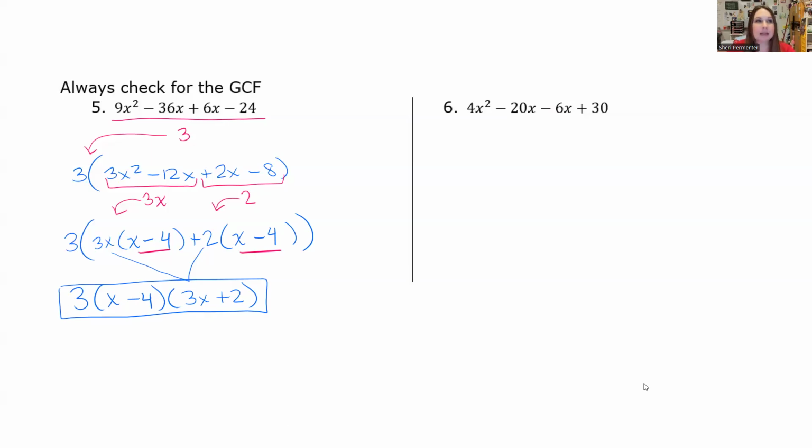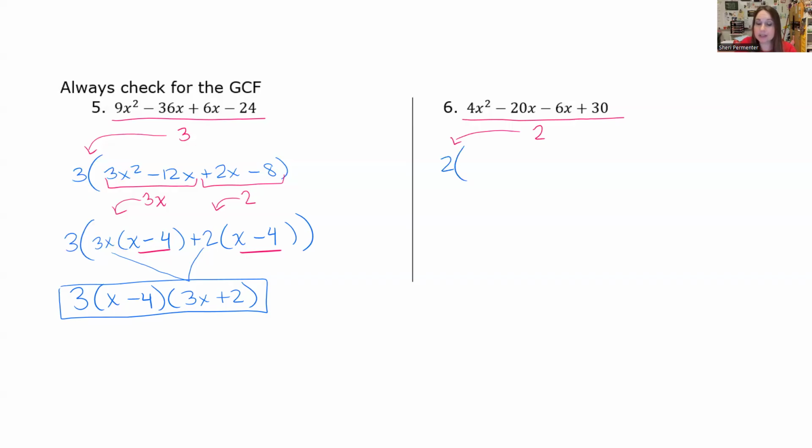The next problem, when I see 20 and 30, I'm thinking, God, there's probably a GCF in here. Those are big numbers. And so as I look through 4, 20, 6, and 30, what is one number that can divide into all of those values? Two. Good job. So out in the front is going to be a 2. It's going to be along for the ride. It's written in pink. It's going to be part of my answer. So I got a 2.